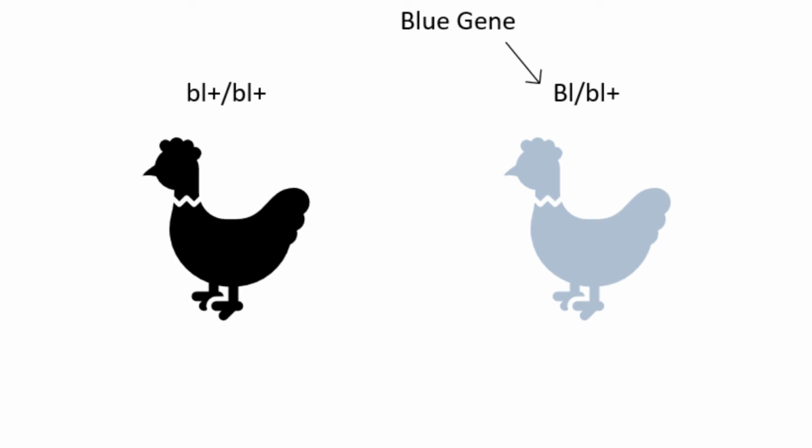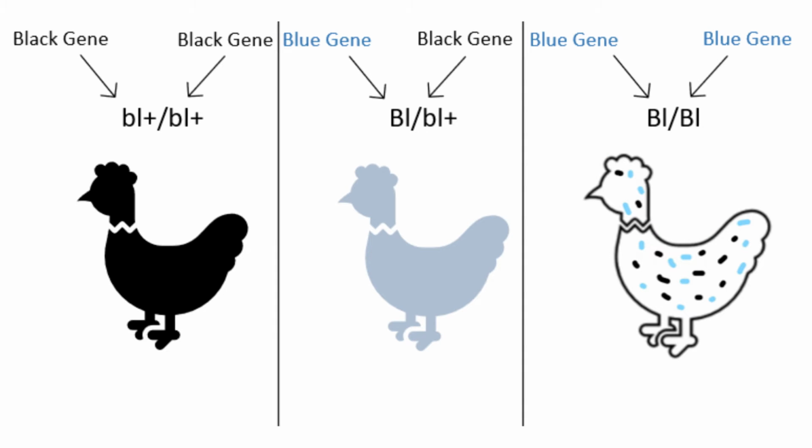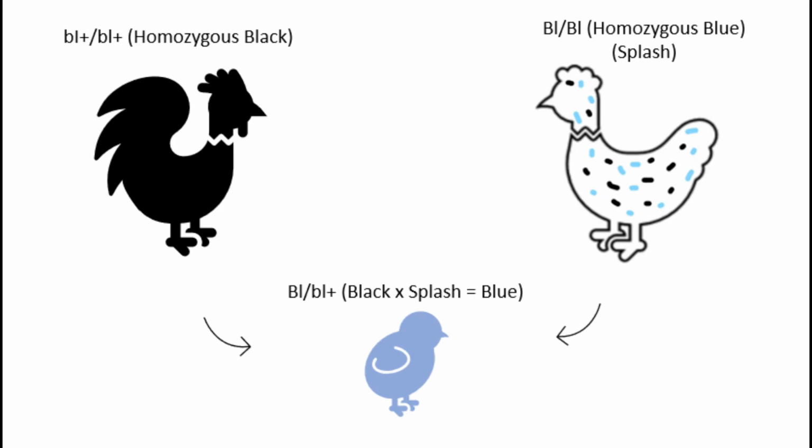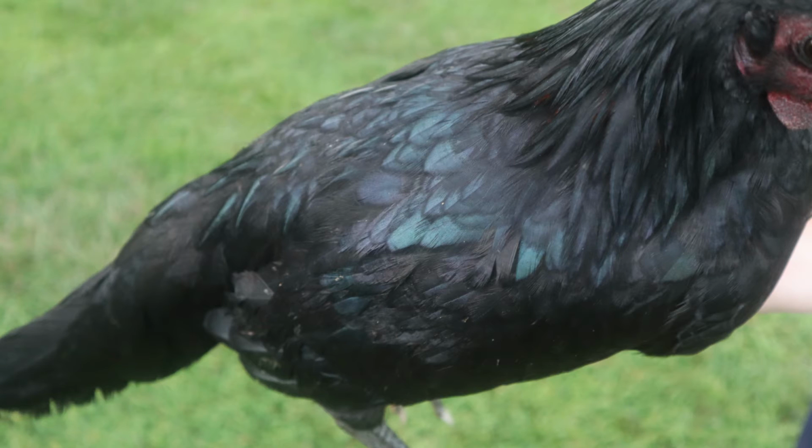Now, if you add a second copy of this blue gene, the black will be further diluted into the variety that we call splash. So, to recap, 2 copies of black makes black, 1 copy of blue with 1 copy of black makes blue, and 2 copies of blue make splash. You could almost say that these two colors mix to form a new one. The heterozygote, in this case, the bird that is blue, is basically an intermediate between splash and black.